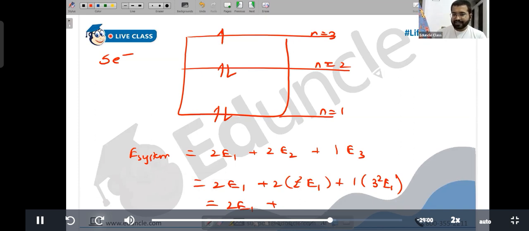I'm coming to that. So basically this is 2 square, this is 4, 4 2s are 8, E1 plus 3 square, this is 9, this is 9E1. 9, 17, 19. So first of all, this is 19E1, this is understood.